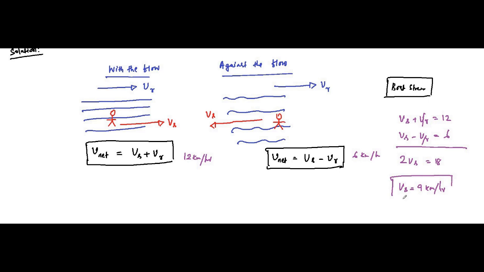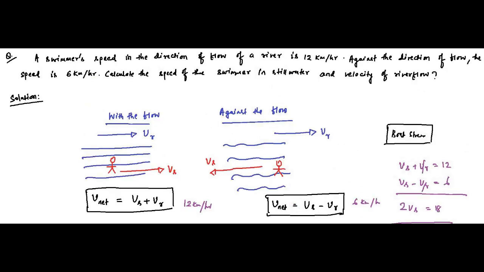This, and velocity of the river is equal to how much? 3 kilometers per hour. This is the velocity of the swimmer in still water, and this is the velocity of the flow of the river. Always remember these concepts whenever you are solving problems like this.